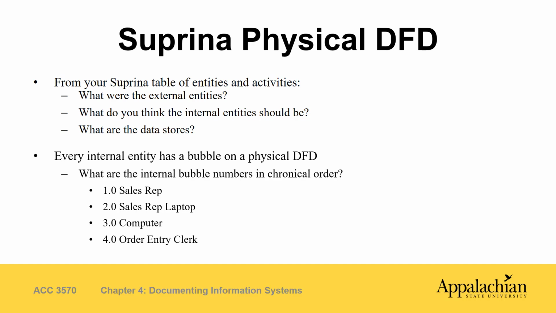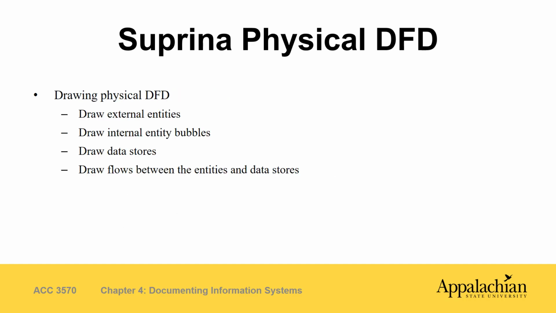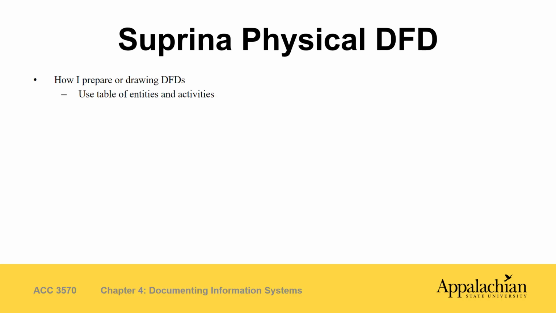If I were giving this lecture in class tomorrow, I would write these on the board and then I would bring this slide up. So you've got 1.0 as your sales rep, 2.0 sales rep laptop, 3.0 customer, and 4.0 order entry clerk. So drawing a physical data flow diagram, start with your external entities, then draw your internal entity bubbles, draw your data stores, and then draw the flows between the two. That helps you to be able to put it where it's readable, and also you can work with it or other people can work with it.